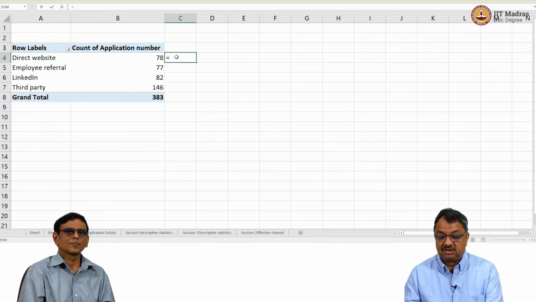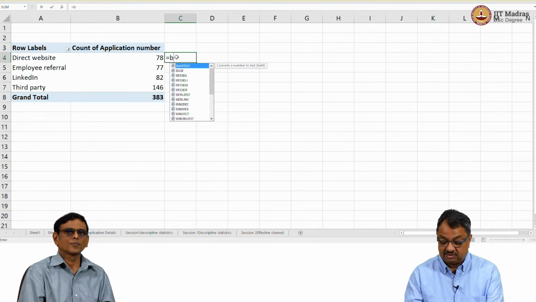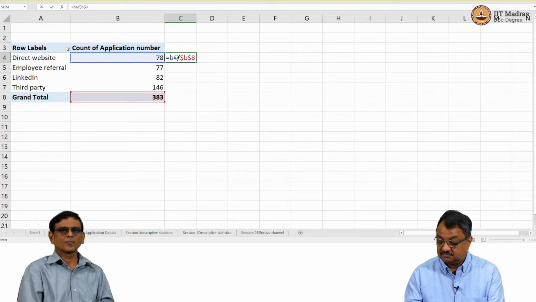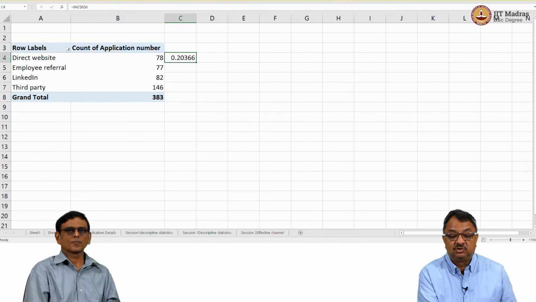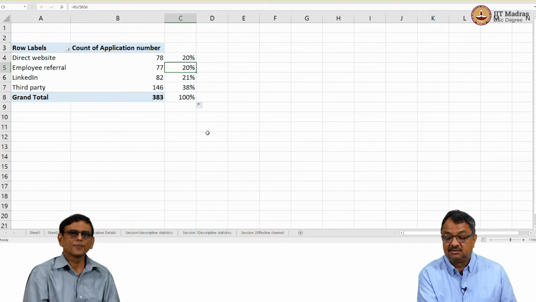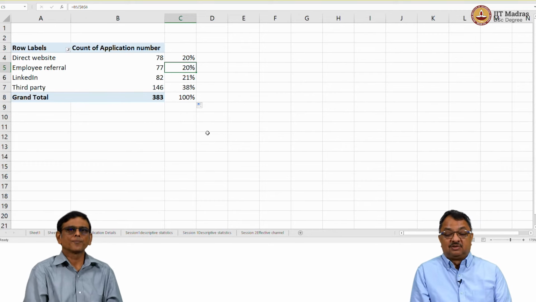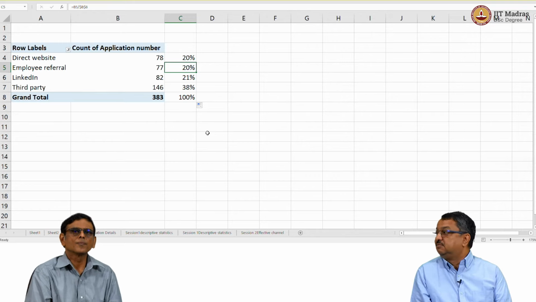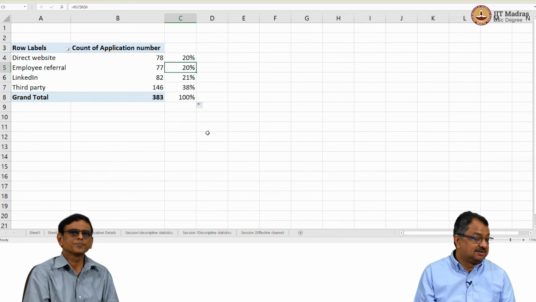So if you want percentages, then what we'll do is we'll say B4 divided by $B$8, right? And then show it as a percentage. So 20% came from direct website, 20% from employer referral, 21% from LinkedIn, and 38% from third party. That's one way of looking at it.